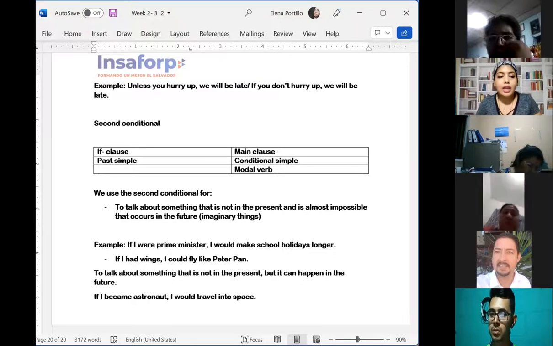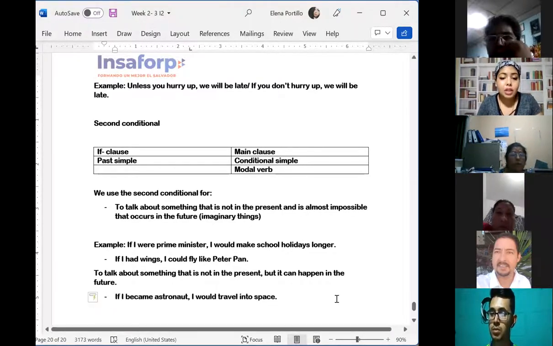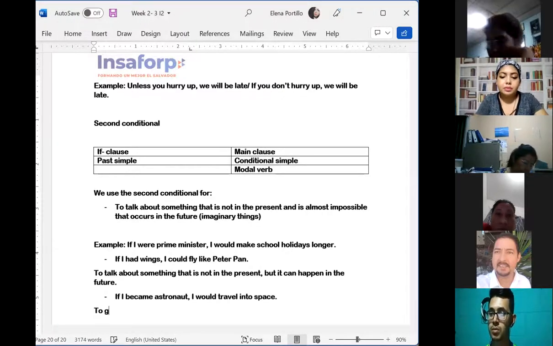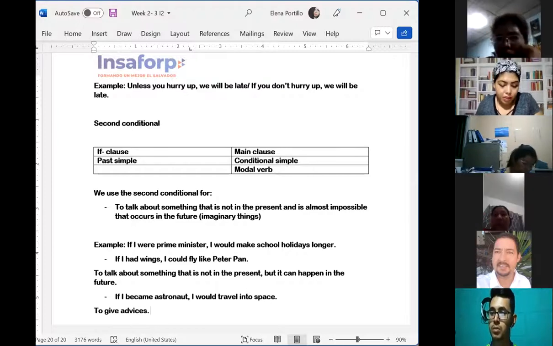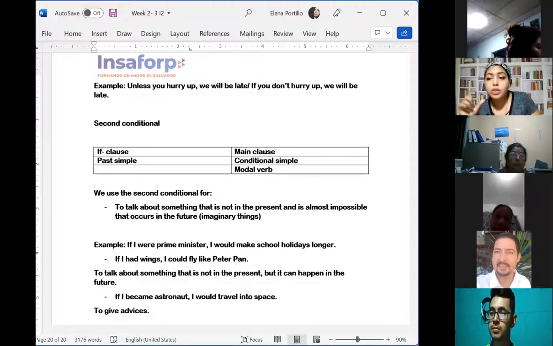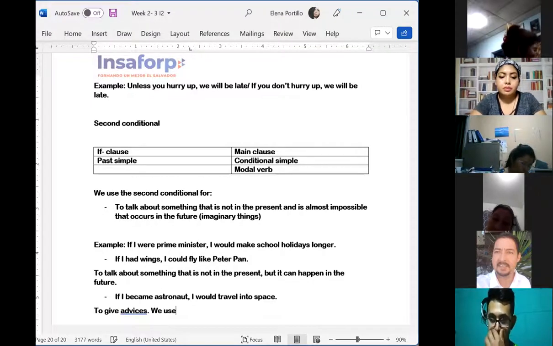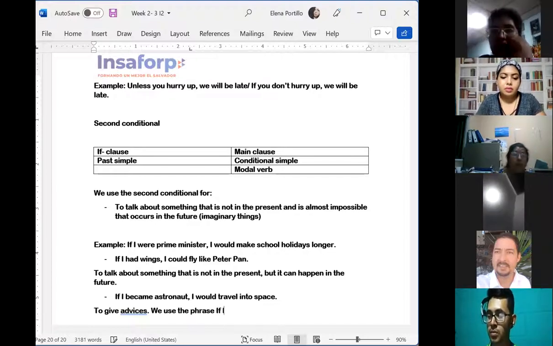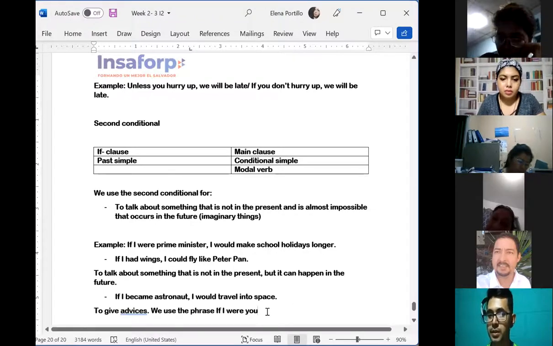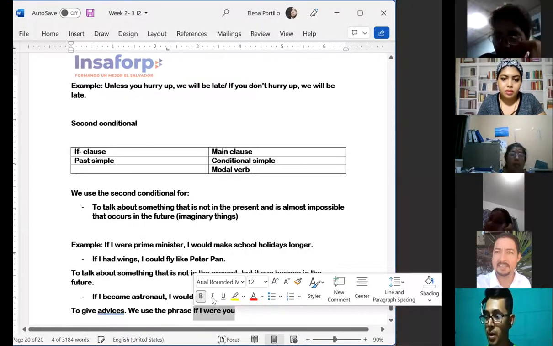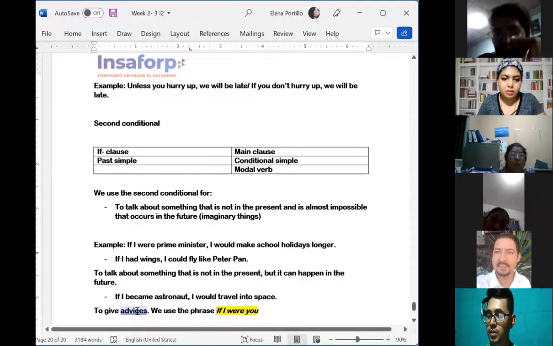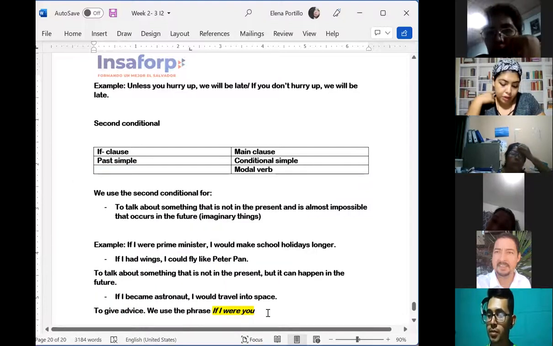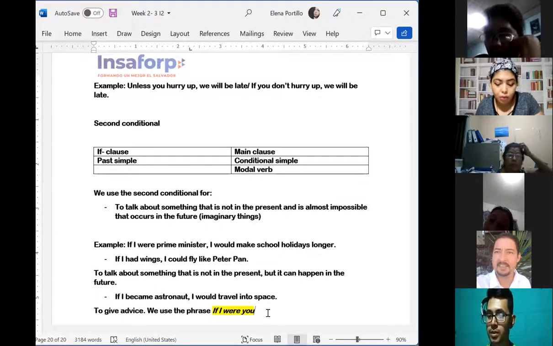Also, we can use this kind of conditional or sentence to give advice. To give advice, we use the phrase, if I were you. If I were you, in the if clause, and will for the main clause.